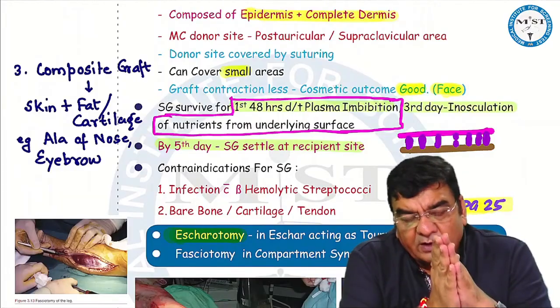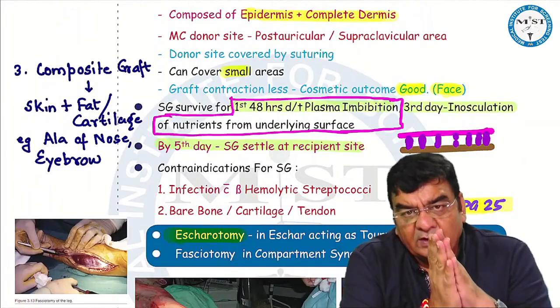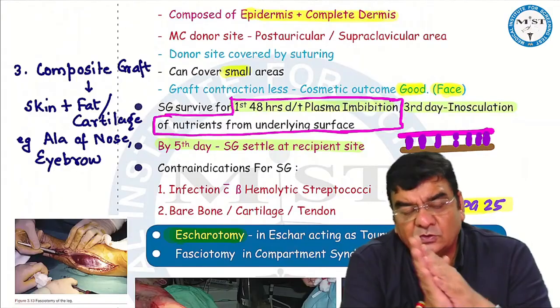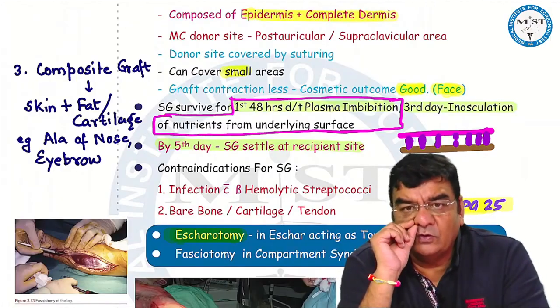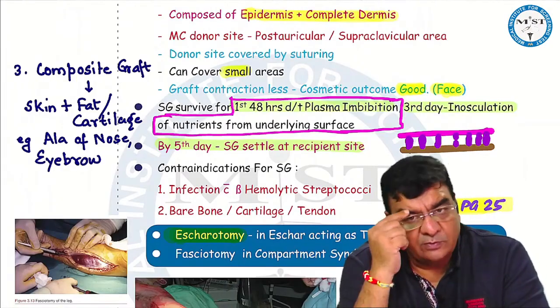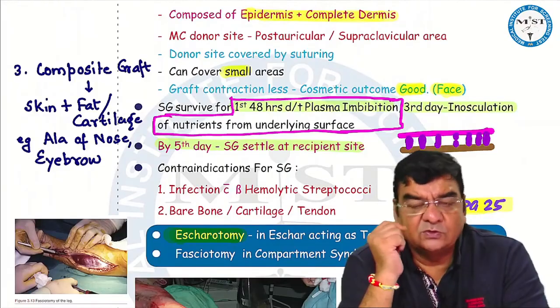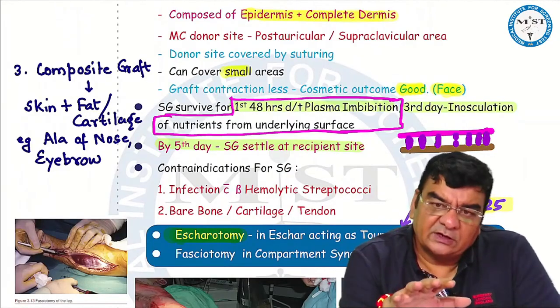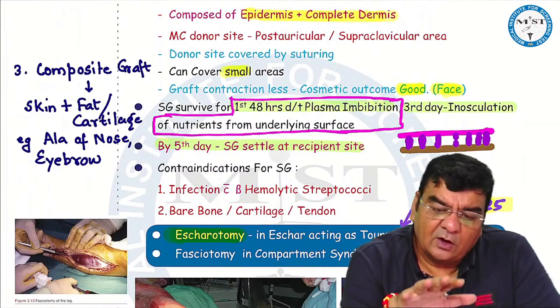Another type of graft can be composite graft, where not only the skin, but we take fat or cartilage also, especially when we have to put it on the ala of the nose or maybe the eyebrows. We use composite grafts.